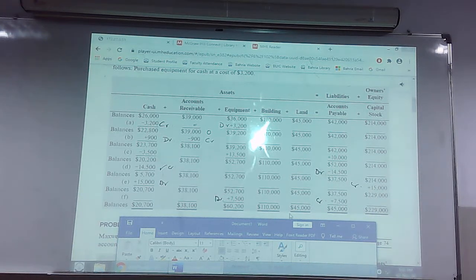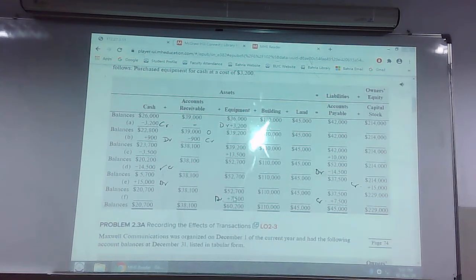You make the journal entries and you can form the ledger. I've already explained to you how you're supposed to make the ledger. If you have any questions with this, you can ask me.